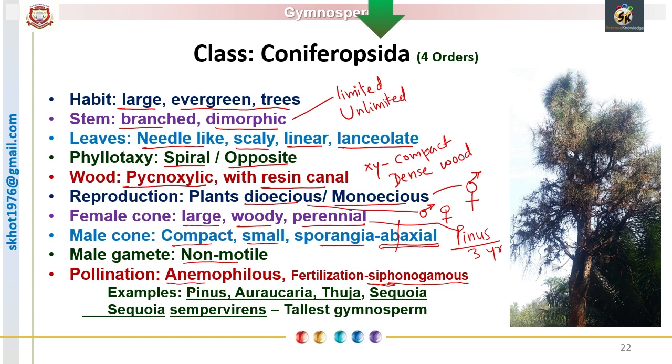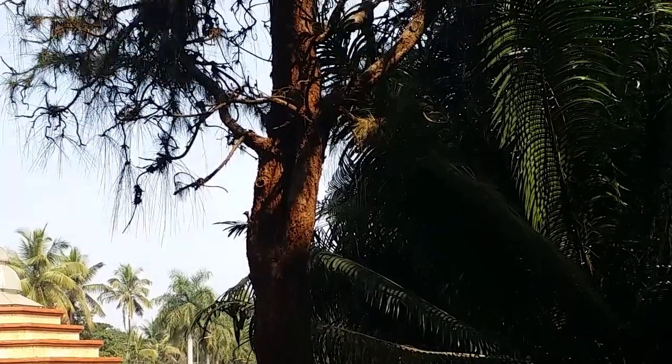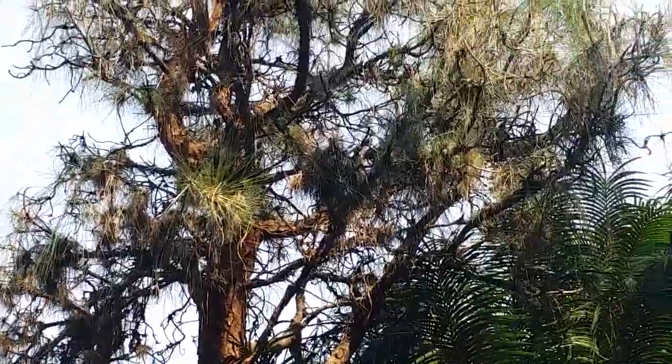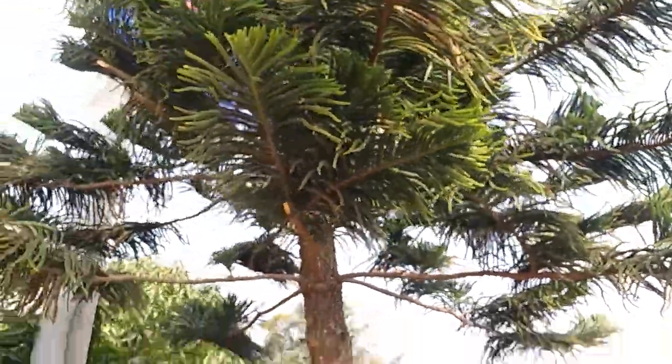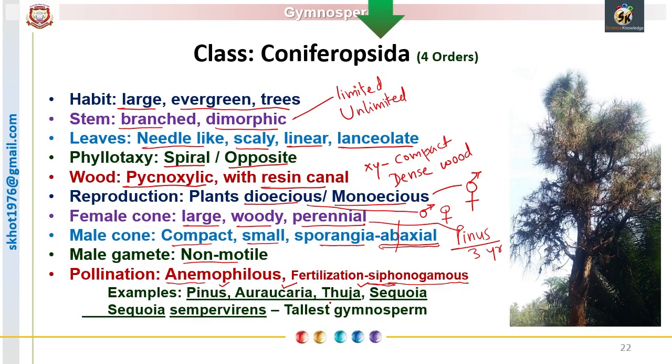The examples of Coniferopsida include Pinus, that is the pines; Araucaria, that is the Christmas tree; Thuja, commonly used for decorative purpose, an ornamental plant; and Sequoia, the tallest gymnosperm, belongs to the class Coniferopsida. And the name of this tallest gymnosperm is Sequoia sempervirens. This plant has a record height of 112 meters.